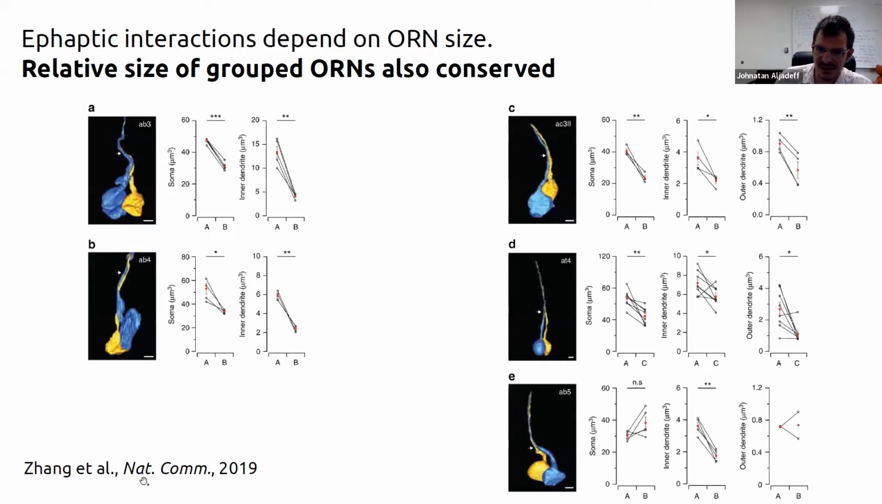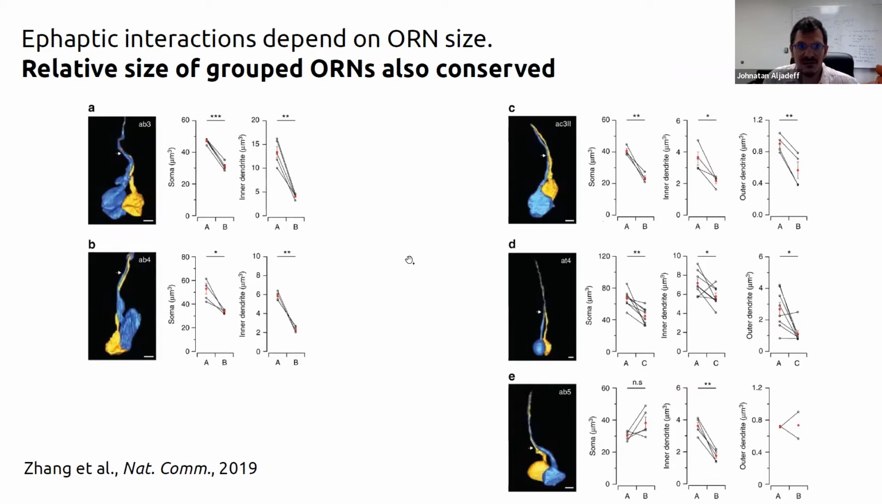So Chi-Ying's lab in 2019 showed that if you look at multiple copies of the AB3 sensillum, AB4 sensillum, and so on, the soma volume, the inner dendrite volume, and other morphological quantities of these neurons are also preserved. So this suggests further that which neurons interact is preserved, and also the nature of that interaction is highly preserved across animals.